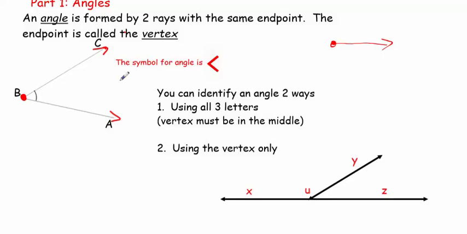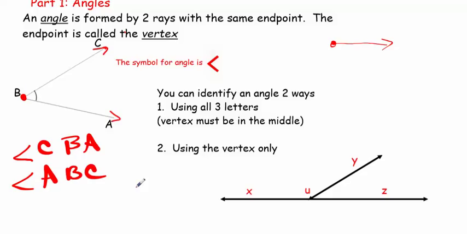All right. When we identify angles, we're going to use the angle symbol, and then we have to use three letters in the angle. So if I wanted to identify this angle, I would use the symbol angle C, B, A. Or I could say angle A, B, C. And if you'll notice, B has to always be in the middle. That is called the vertex. That's where those two rays meet. Okay, that is the vertex. It always has to be in the middle.